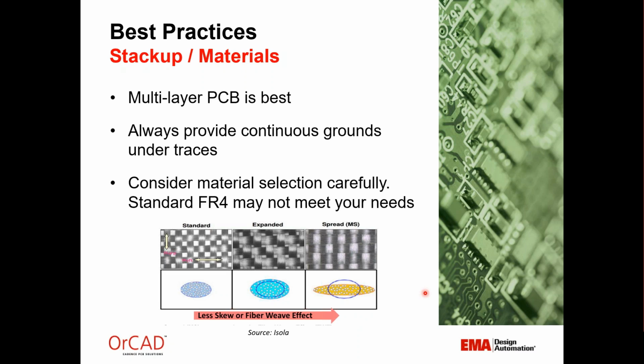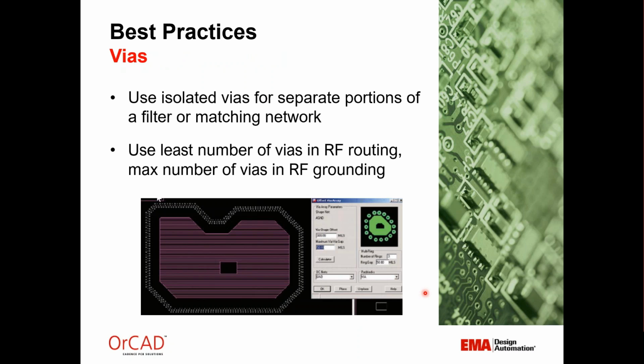The best practices for stack up and material. Multi-layer boards work out best because you always want to have a continuous ground under all traces, more or less sealing off those traces, having ground on each side. Consider the material selections carefully. Standard materials may not meet your needs. Fabric weave does affect that signal. FR4 might be cheaper material, but with respect to the wave and its requirements, FR4 can fall short for many applications.